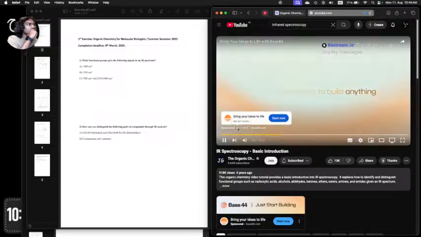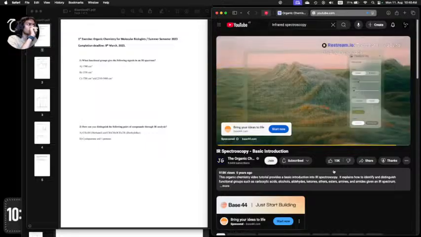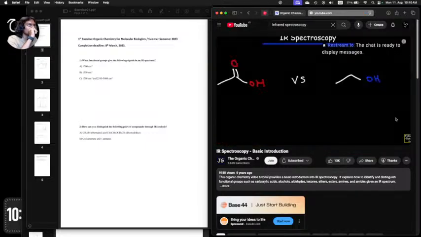Imagine being able to build anything, for any reason, in any style, at any scale.